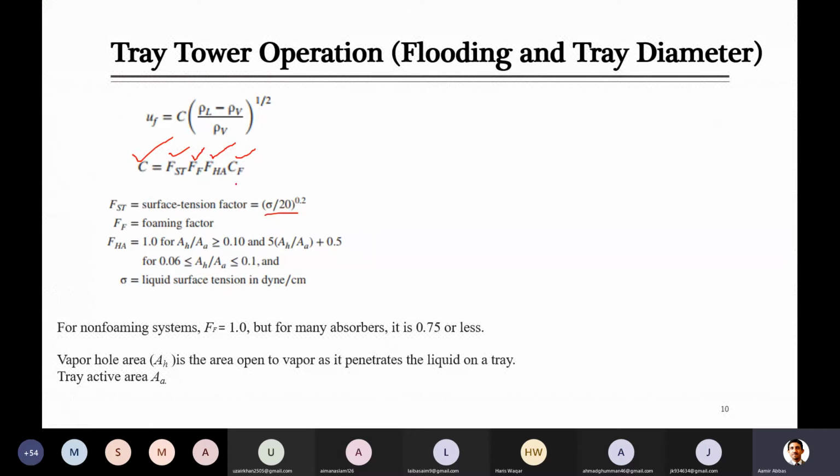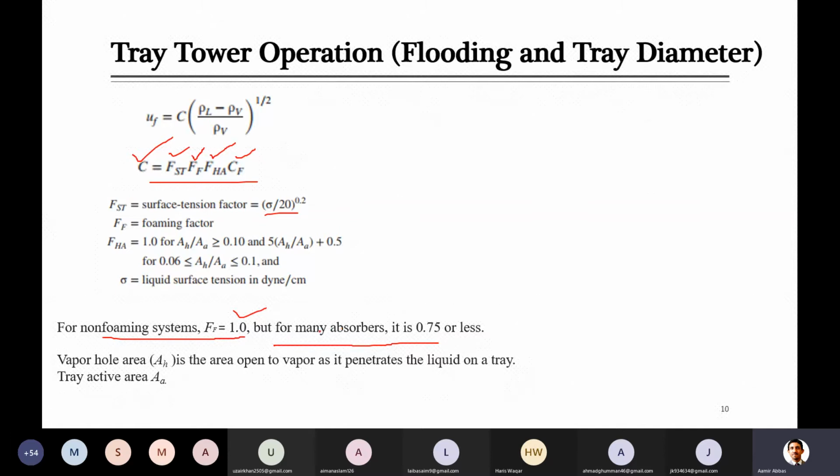So this is again an empirical relationship based on observation under various experimental conditions. So they reached this conclusion. And for the foaming factor, if it is a non-foaming system, where there is no foam formation for the liquid you are using, the effective value is 1. But most of the time, because the liquids used form some foam, it is 0.75, or even less than that. Moving toward less means more foam formation.